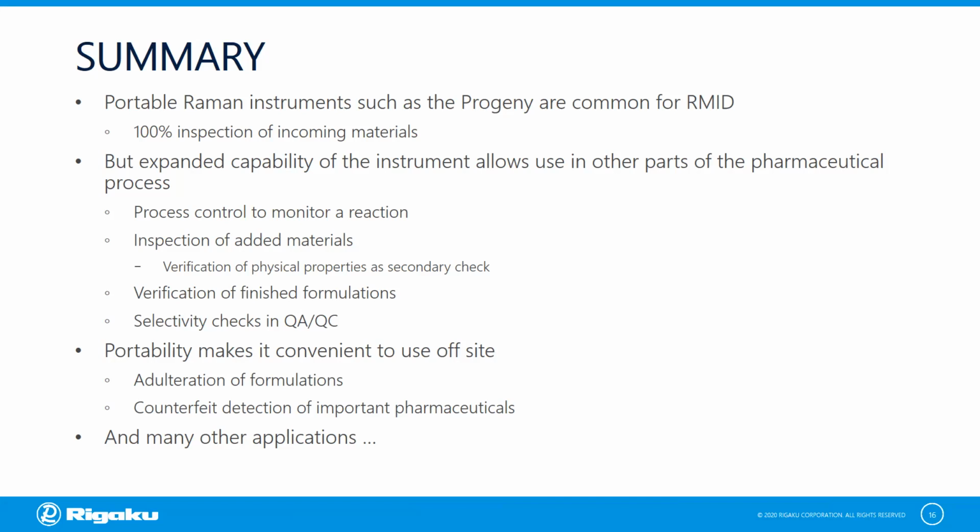And because it is portable instrumentation, the portable nature allows inspectors to take it offsite and to street samples to check for adulterants and counterfeits. And these are just some of the potential uses for the Progeny.